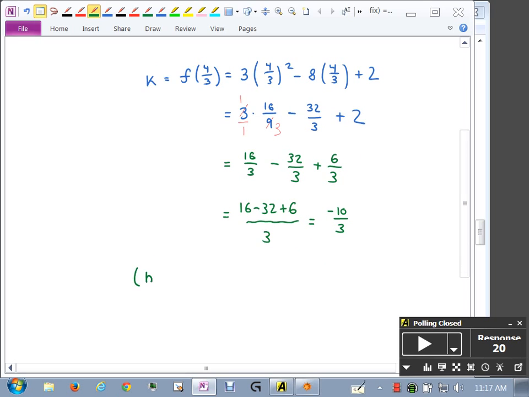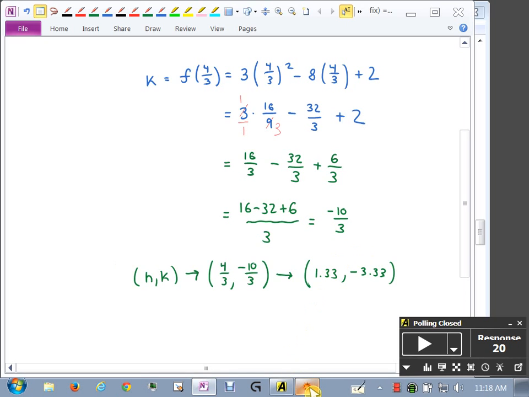So our h, k for this problem is the point 4 thirds, negative 10 thirds. And if you needed to put that as a decimal to help you graph it, you can now get on your calculator, do 4 divided by 3. You get 1.3333 forever. Then if you do negative 10 divided by 3, you get negative 3.3333 forever. I'm just going to round it off. And now we move to the next step. Any questions?